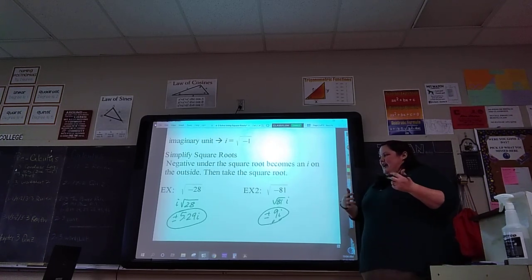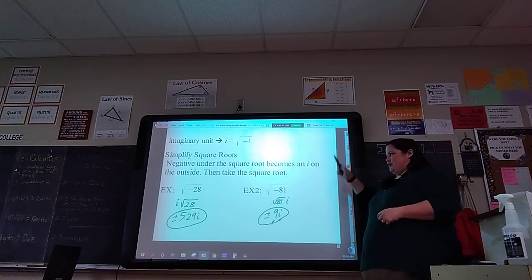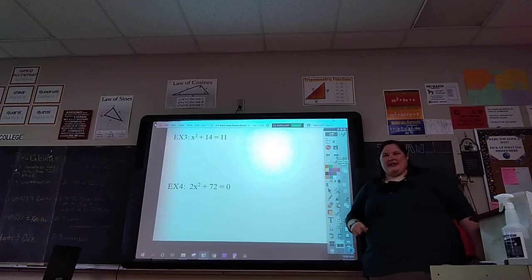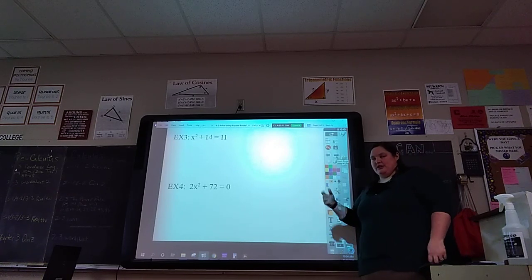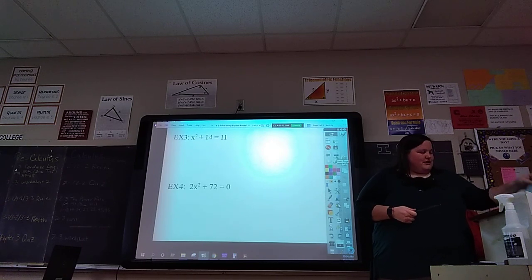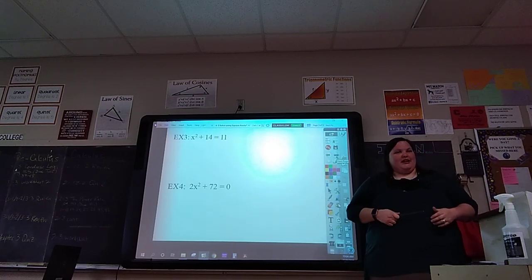So it's not going to happen a ton of times when you're solving, but every once in a while when you do solve, you might end up having to take the square root of the negative, and now we can do that just by using the imaginary unit. So let's do these last two examples, and then we have a little exit ticket.